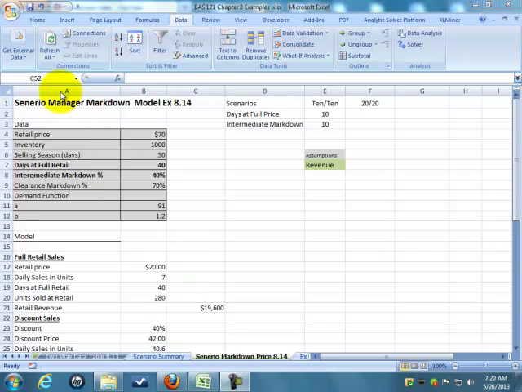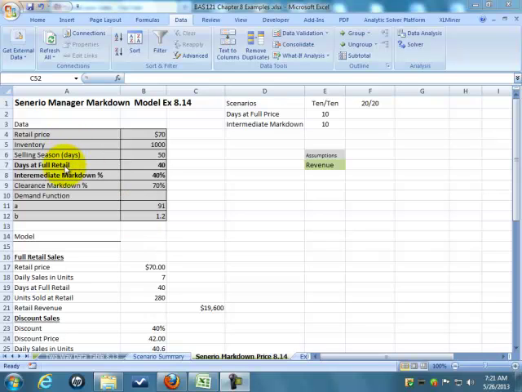I personally like some of the two-way scenarios that I showed you in 8.3. But let's go ahead and take a look. Here's the markdown model. If you don't remember it, we had retail price and inventory. Again, my gray is my assumptions, and in this case, we're trying to maximize our revenue.